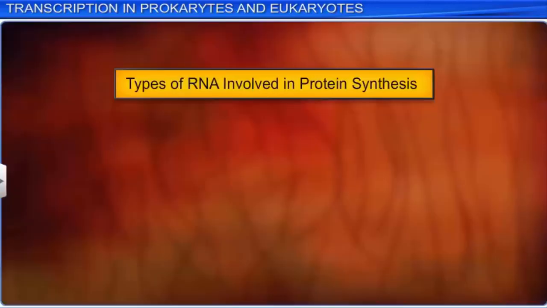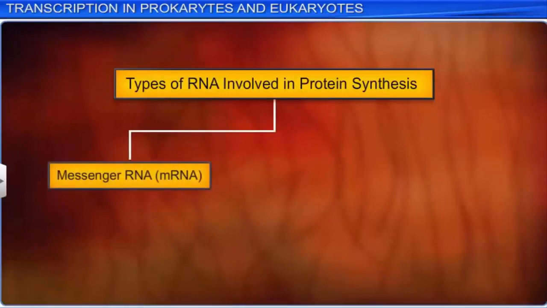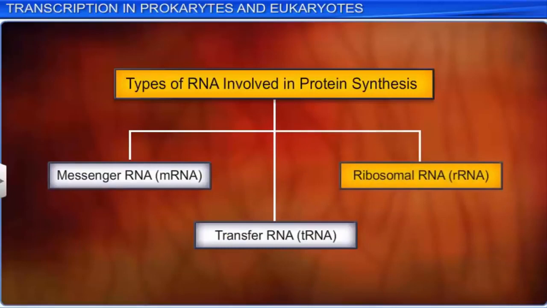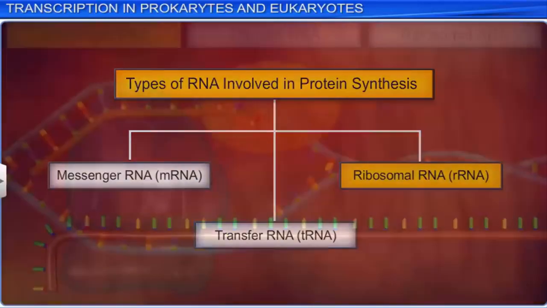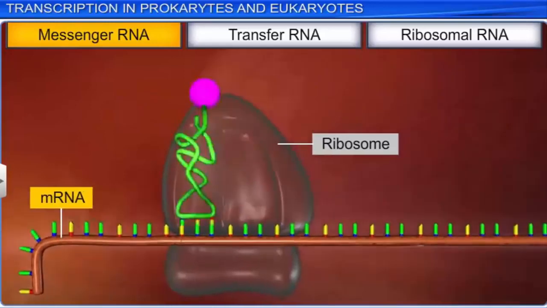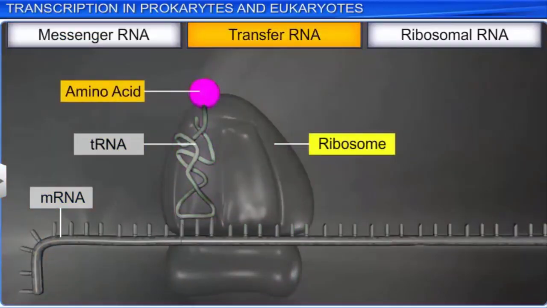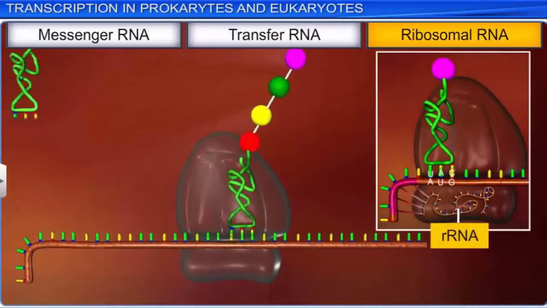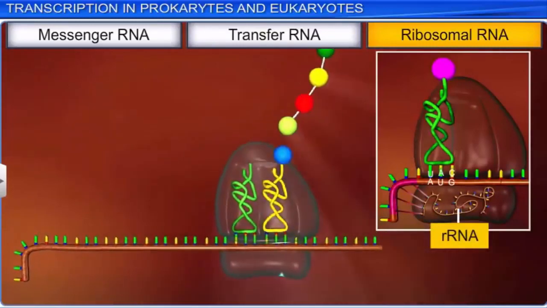There are 3 types of RNAs involved in the process of protein synthesis: messenger RNA or mRNA, transfer RNA or tRNA, and ribosomal RNA or rRNA. The mRNA carries the coding information to the sites of protein synthesis. It helps to put together amino acids to make protein. The tRNA carries each amino acid to the ribosome according to the coded message in the mRNA, while the rRNA provides a mechanism to decode mRNA into amino acids.